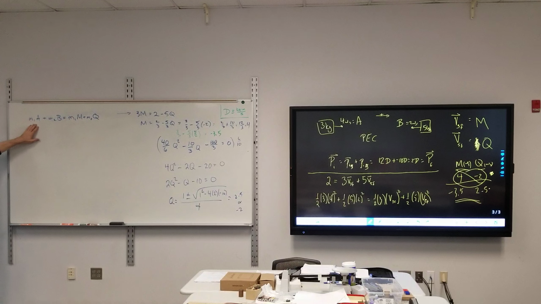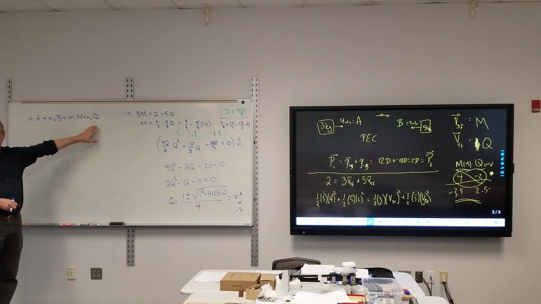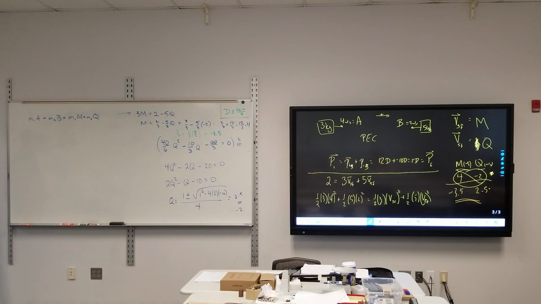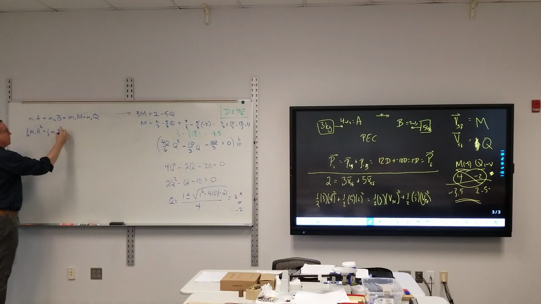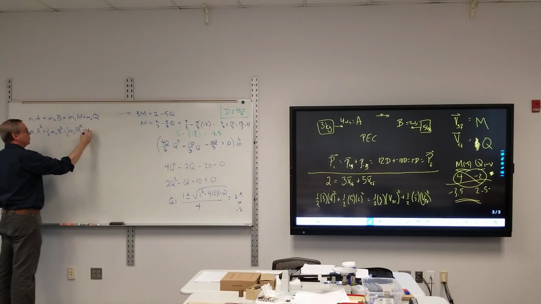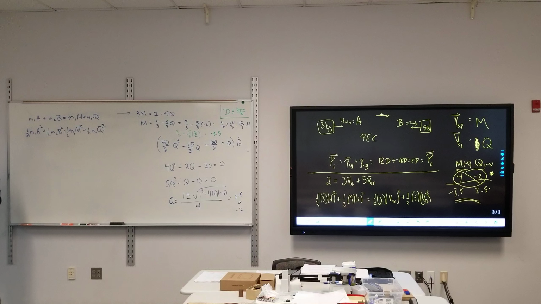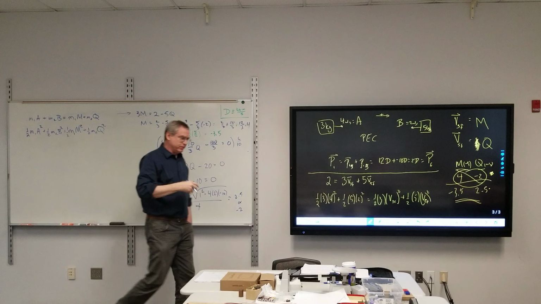This is just the momentum of the first object plus the momentum of the second object before the collision, equal to the momentum of the first object plus the momentum of the second object after the collision. Kinetic energy should be conserved, so I have 1/2 m1 A squared plus 1/2 m2 B squared equals 1/2 m1 M squared plus 1/2 m2 Q squared. So this is exactly what we just did, I'm just putting in the letters instead of the numbers.